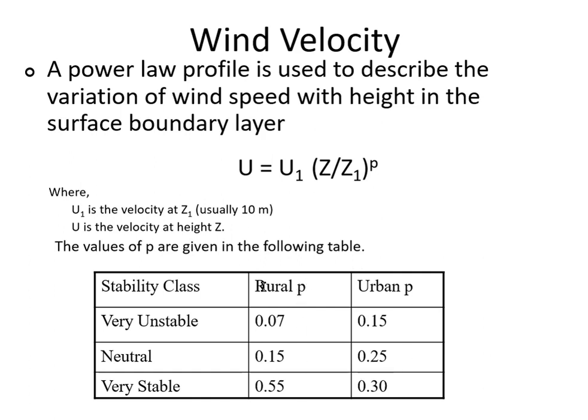And this value of p you can take from the environmental condition. For rural, I mean for cities, these are the values. For urban and open area, you can use these values for different kinds of stability. You can take the value of p here, you have z, z1 and u1, and you can calculate the velocity at any height z. So this is the wind velocity you can calculate from this formula.